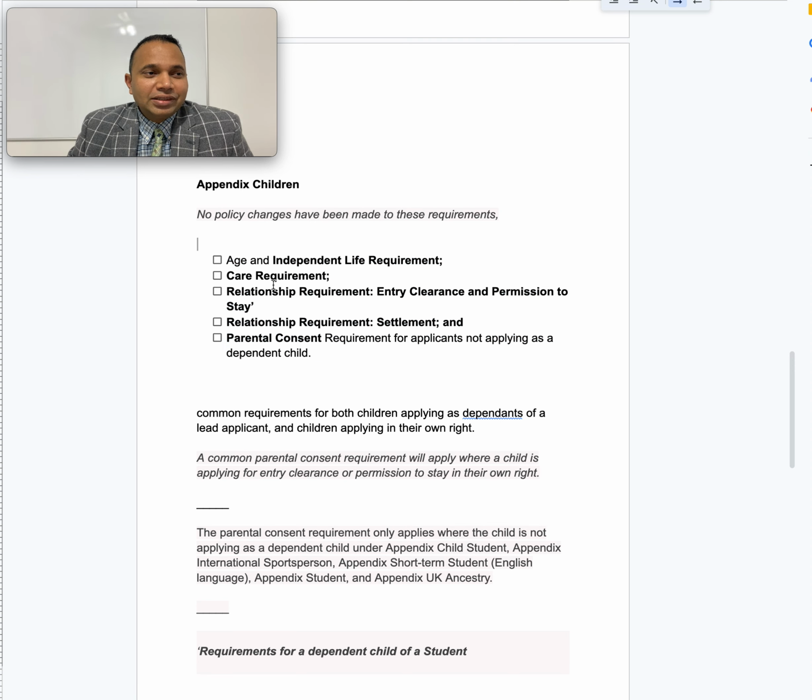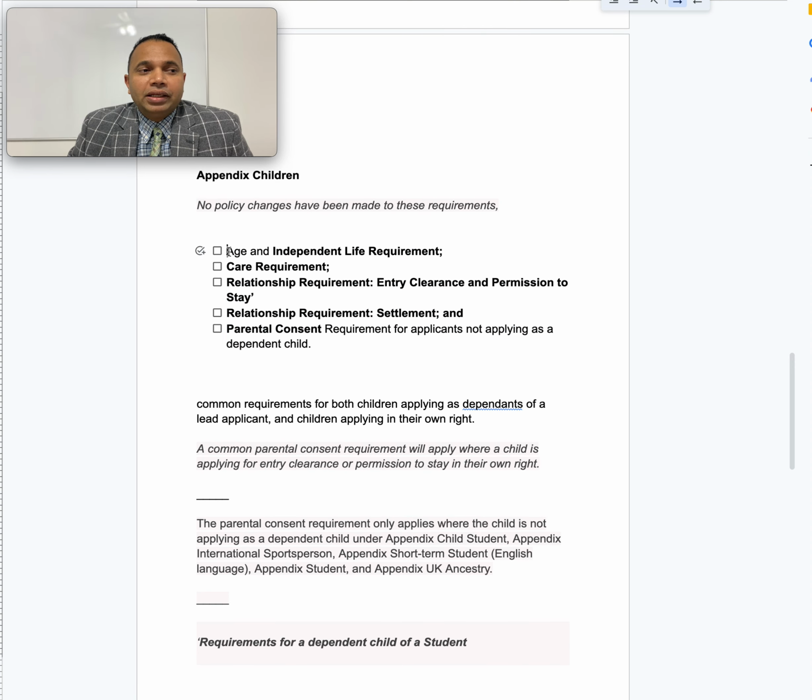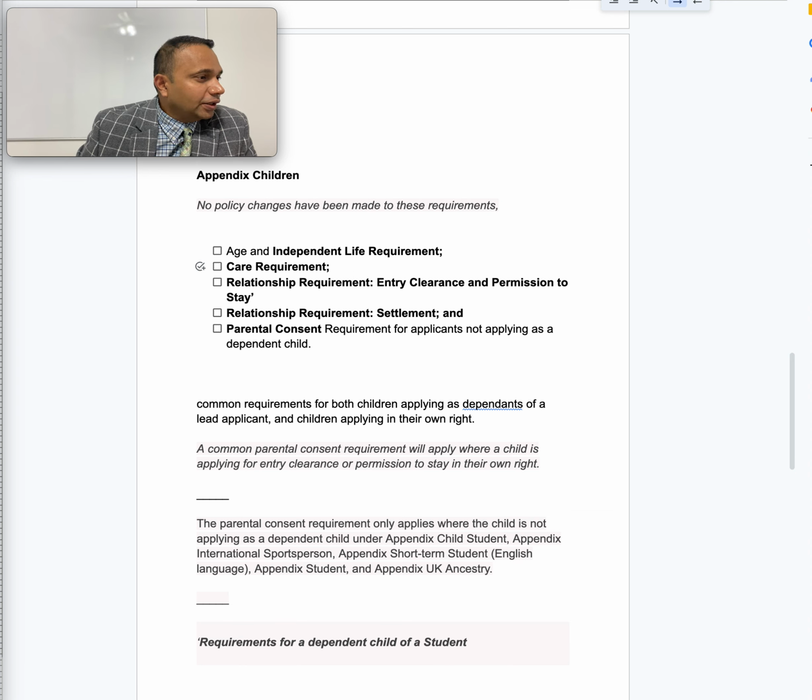I'll go into the details here. These are mainly the age. Who can be a dependent child? Usually it's under 18. Independent life requirement, so they should not be living an independent life. The examples that the Home Office gives is that they should not be living an independent life. A common parental consent is required.